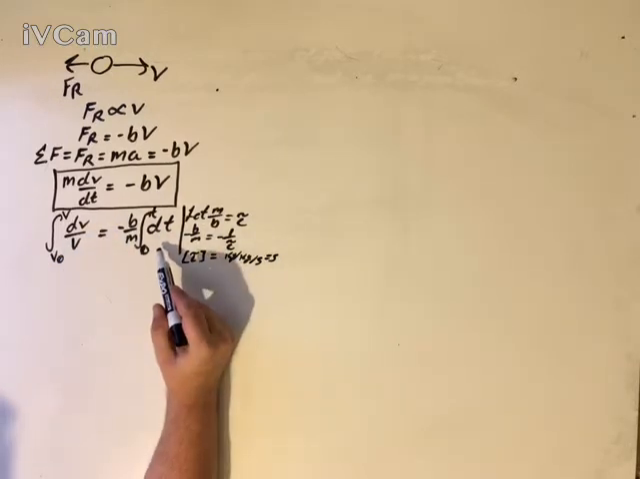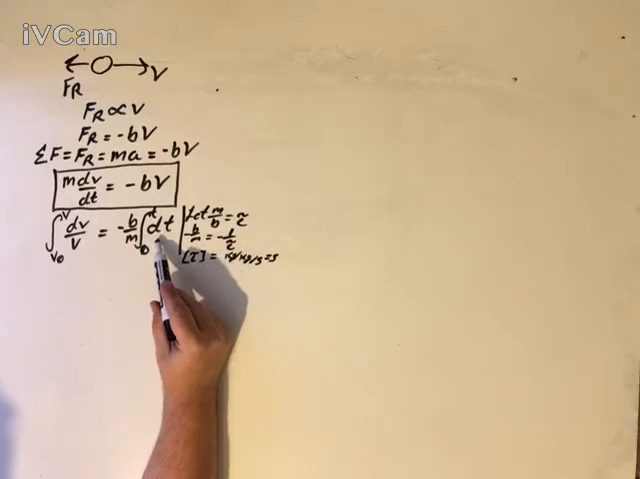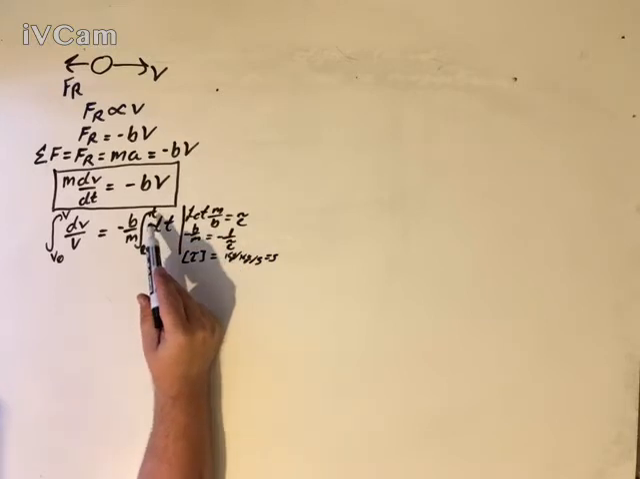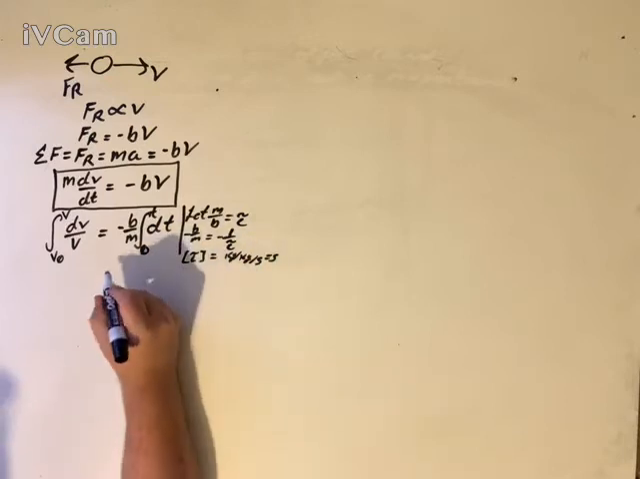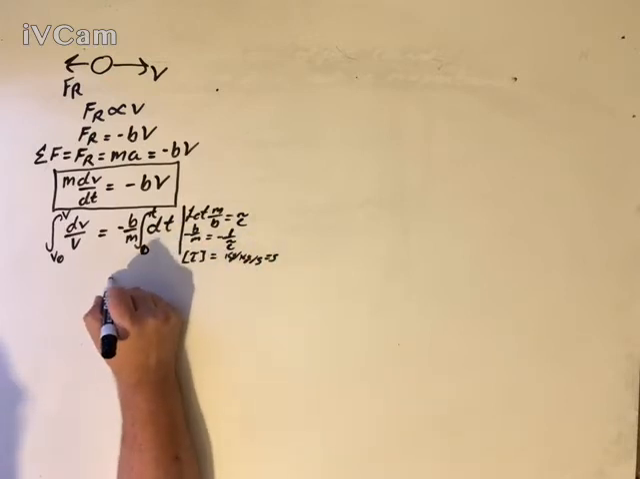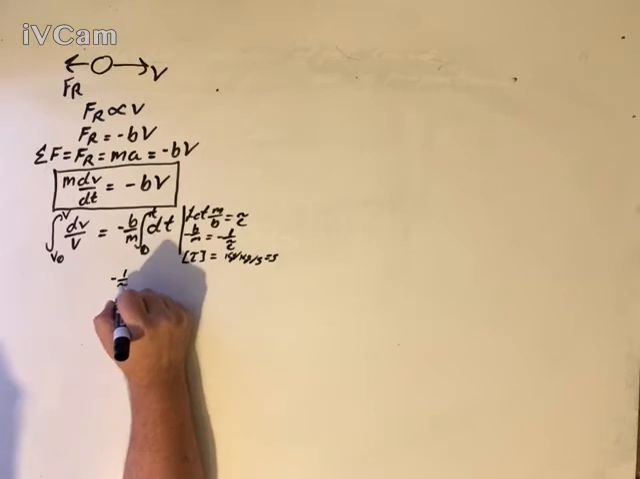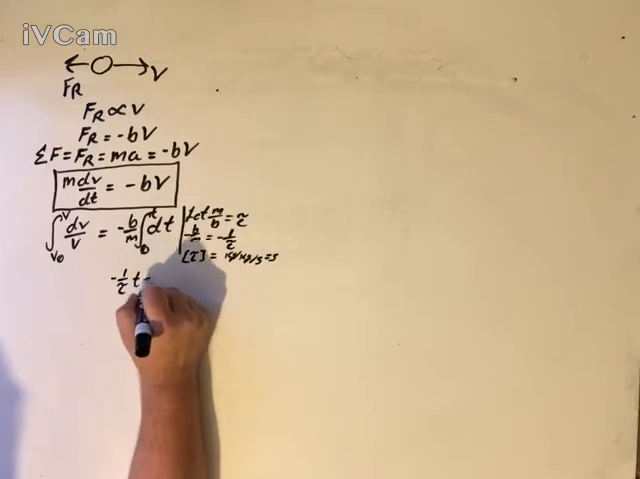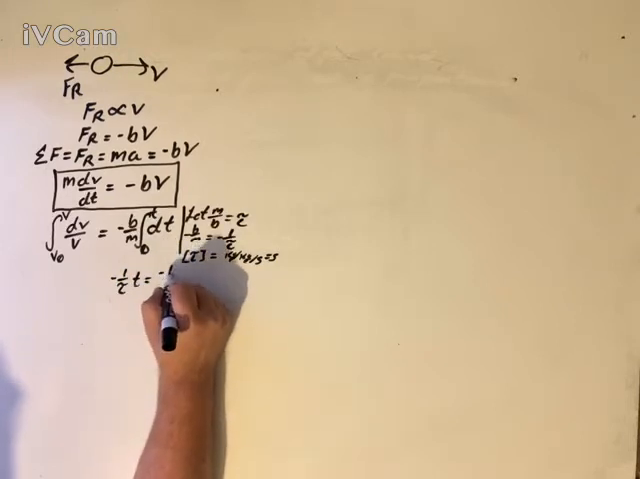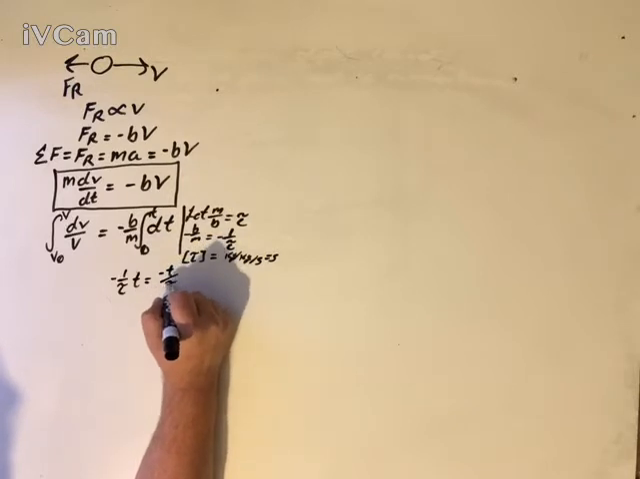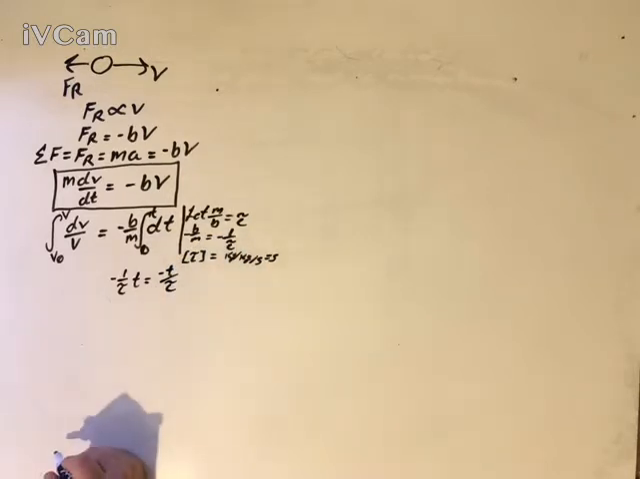On the right here, when we integrate dt, we're just going to get t. And if we evaluate that from the limits from 0 to t, again, you just get t. So this is going to be, on the right, negative 1 over tau times t, or just negative t over tau. Saves us from writing t over m over b.